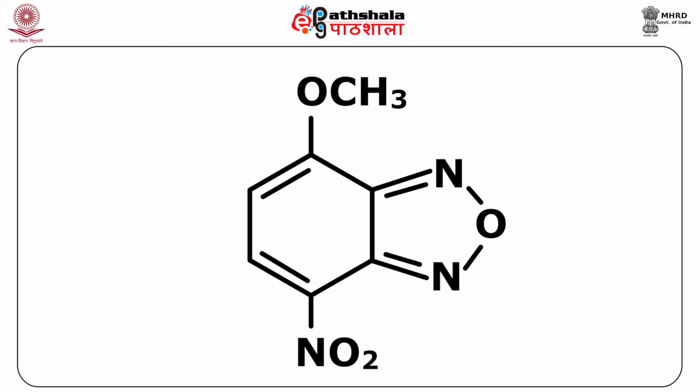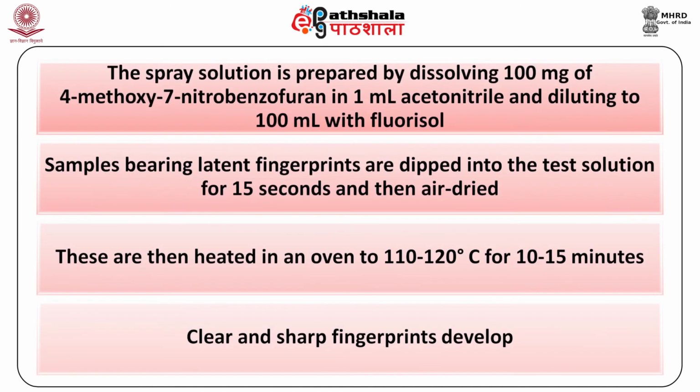4-methoxy-7-nitrobenzofurazan. The spray solution is prepared by dissolving 100 mg of 4-methoxy-7-nitrobenzofurazan in 1 ml acetonitrile and diluting to 100 ml with fluorisol. Samples bearing latent fingerprints are dipped into the test solution for 15 seconds and then air dried. These are then heated in an oven at 100 to 120 degrees Celsius for 10 to 15 minutes. Clear and sharp fingerprints develop.